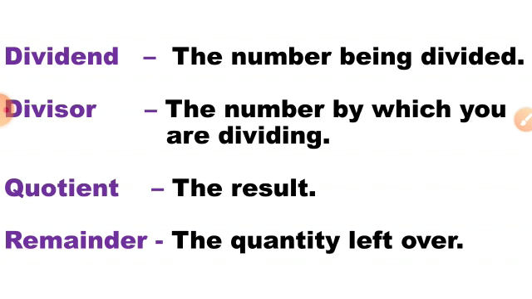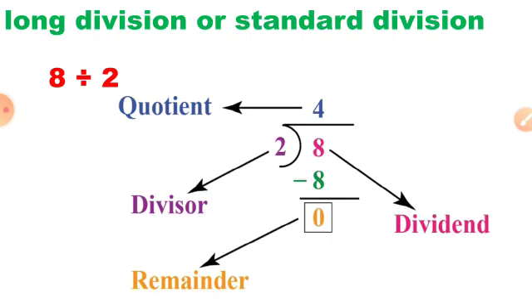What is dividend? The number being divided. Divisor is the number by which you are dividing. Quotient, it is the result. And remainder, it is the quantity left over.